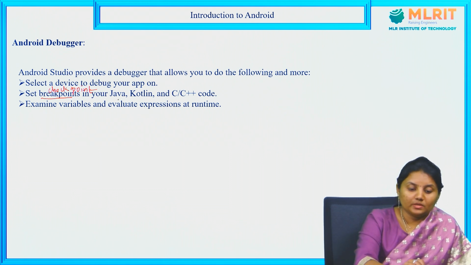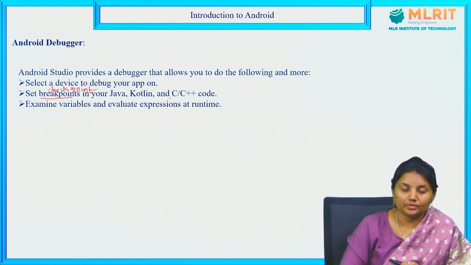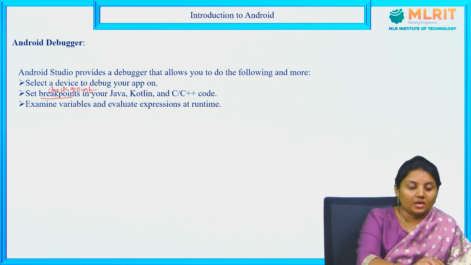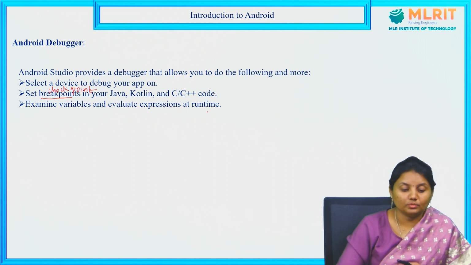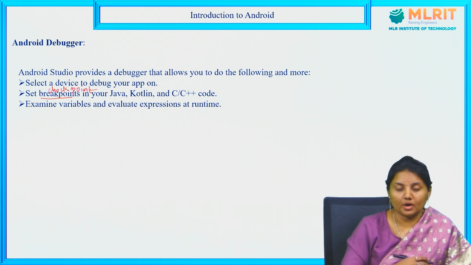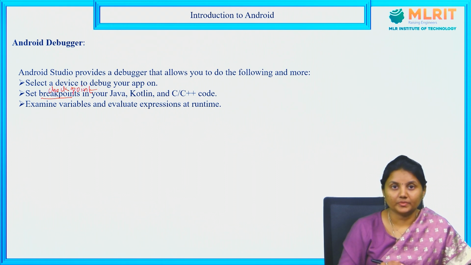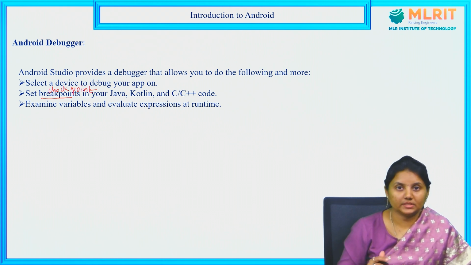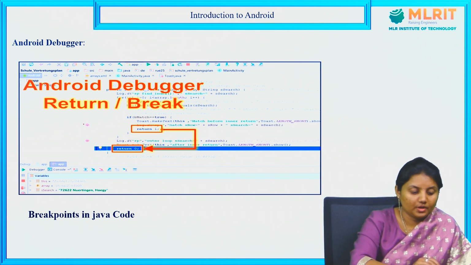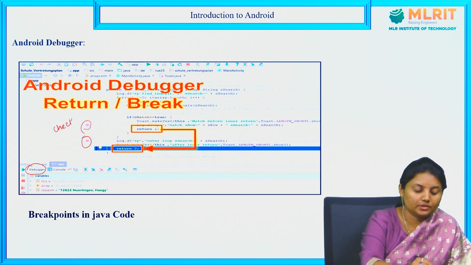In your Java, Kotlin or C++ code, anything can be used. In Android Studio, we are going to use Java only. You can examine variables and evaluate expressions at runtime. So you have to evaluate some expressions, and after this expression, what is the value? Then you can set the checkpoints and debug what is happening. You have a debugger console here, and under this console, you can run the debugger once you give the checkpoints. These are the two checkpoints that you have.